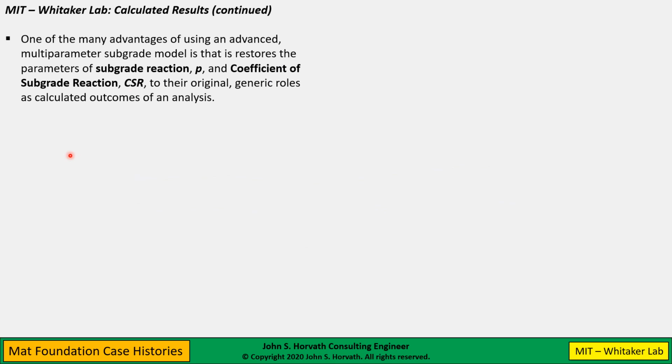Now, one of the pluses of using an advanced multi-parameter model is that the coefficient of subgrade reaction is no longer assumed. All right? By using a multi-parameter model, you now restore subgrade reaction and the coefficient of subgrade reaction to their original generic roles as calculated outcomes. That's a very important thing to understand. By using a multi-parameter model, by inherently incorporating this spring coupling, this vertical shearing and the real subgrade, you no longer have to guess at what the spring coefficient is. It comes out of the problem automatically.